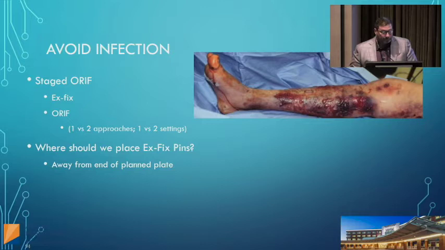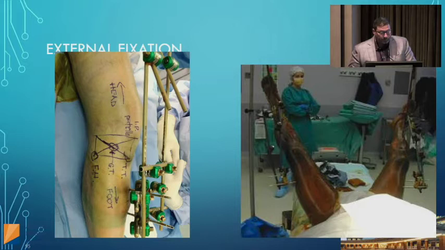So if you have a limb like this and you're going to stage a treatment, you need to know where you're going to put your external fixator pins. You don't want to put them in the zone of injury, and you don't want to put them where your plate and screws are potentially going to be, because it'll potentially increase your infection rate. So sometimes we actually draw out on the patient's leg where different things are.